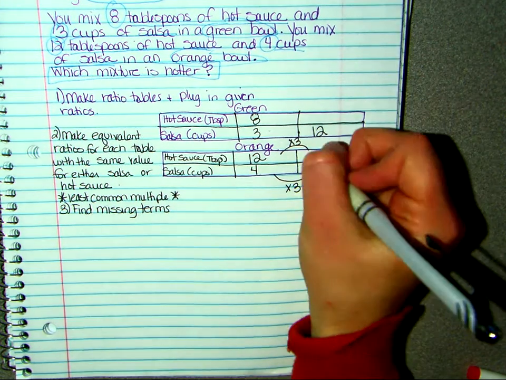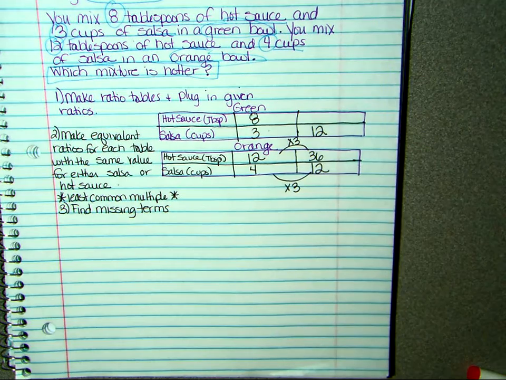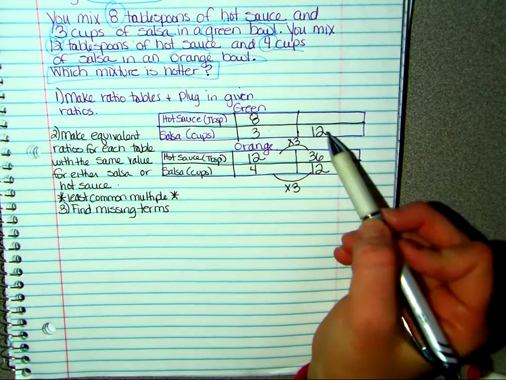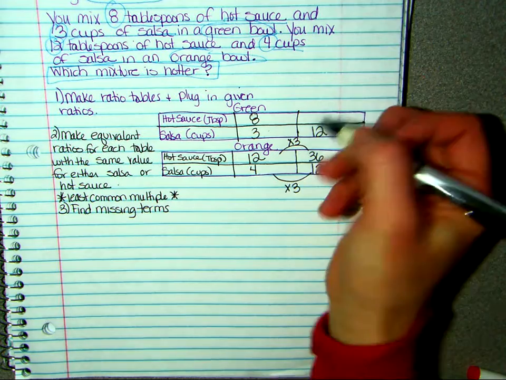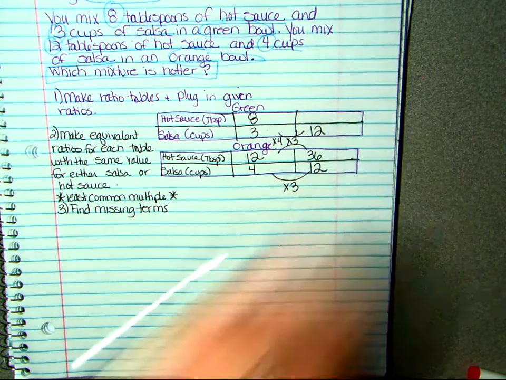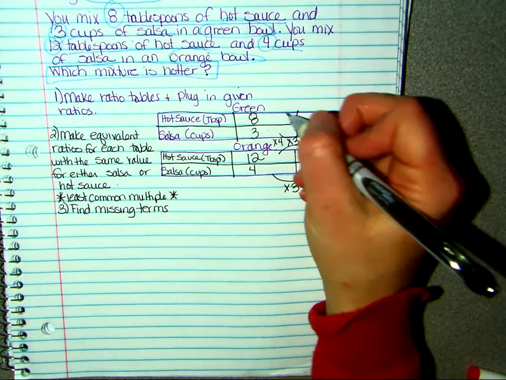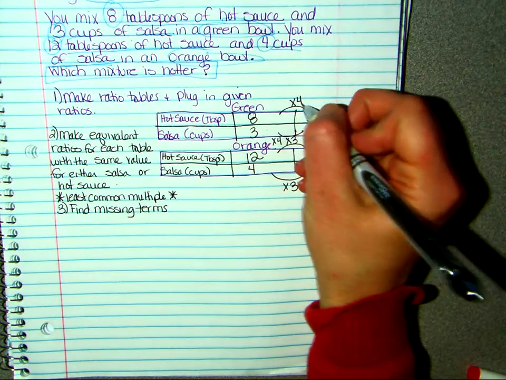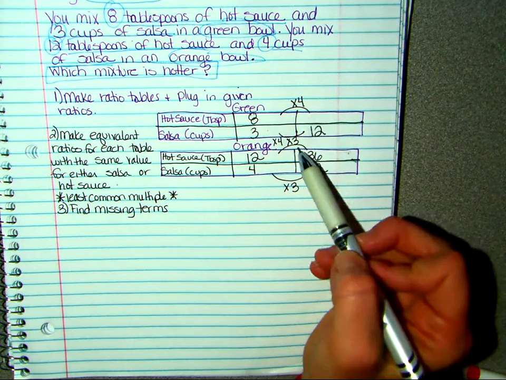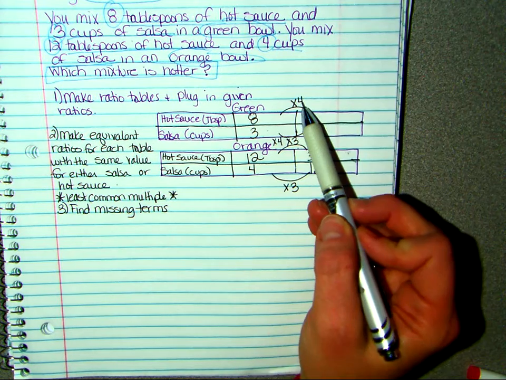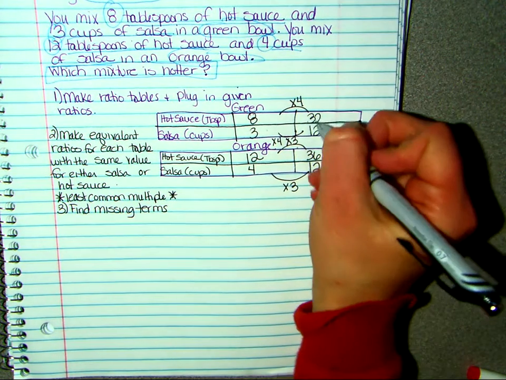36. Good. Now, Maddie, do you want to help me with the top one? Yeah. What do I do to 3 to get to 12? You multiply it by 4. I multiply by 4. Awesome. Got to do the same to the top, so what is our missing term then? 32. 32, because we multiply the bottom times 4, we multiply the top times 4. 4 times 8 is 32.